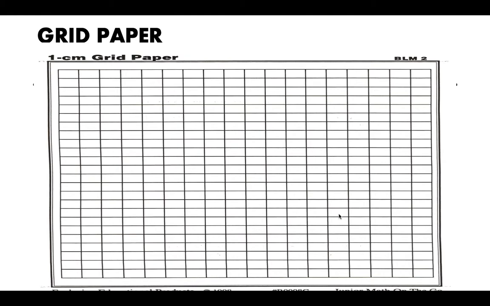Somebody might ask, what is grid paper? A grid paper is a paper that has a lot of squares that uniformly fill the page. And as you can see, for each square, the width and length are the same, and they are all 1 centimeter, or we call it 1 unit.